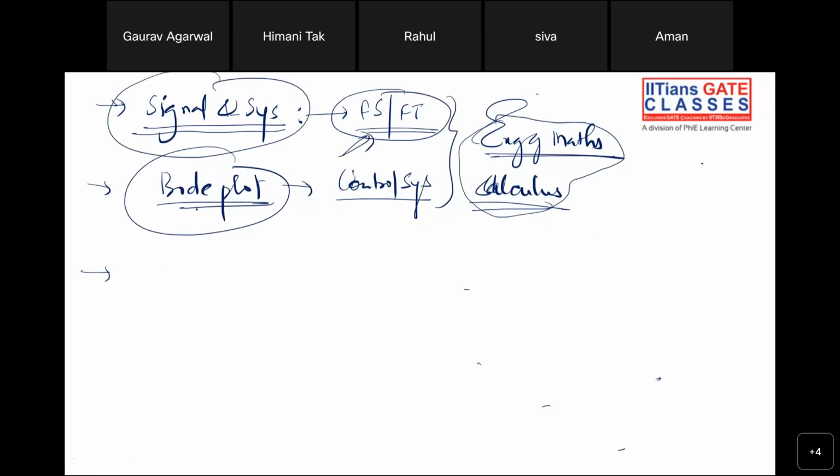Bode plot, what is the need of Bode plot? In case of amplifiers, in case of analog circuit, yes. Anyone? Have you seen Bode plot in analog? Anywhere Bode plot is drawn?